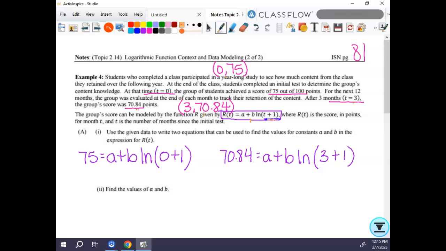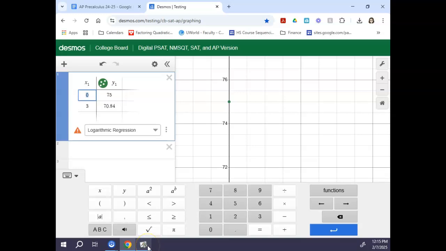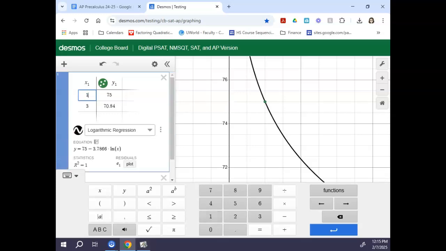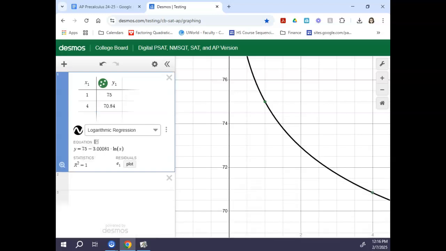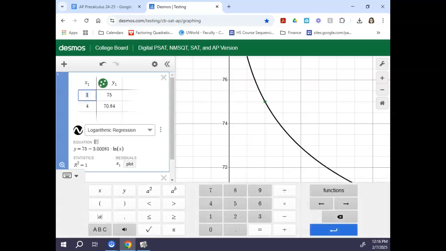So for logs, we either manipulate the regression like we did on some yesterday, or we manipulate the x values. And since it's not working with the x values I have, and I have this t plus 1, then I'm going to add 1 to my x values, so I actually get a 1 and a 4. So I'm going to change this one to 1 and this one to 4. Okay? Does everybody understand why I changed them? Yes? Okay. So even though this says 75 minus 3.00081 times the natural log of x, because I added 1 here, my input is actually x plus 1, which is what I wanted, right?